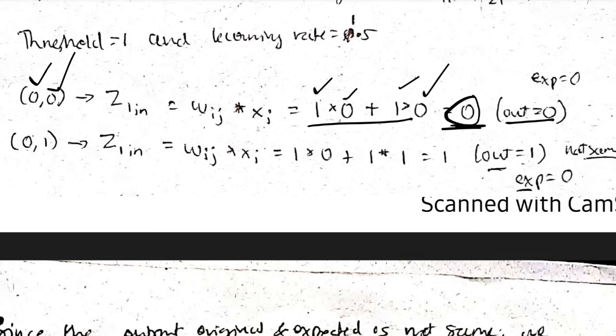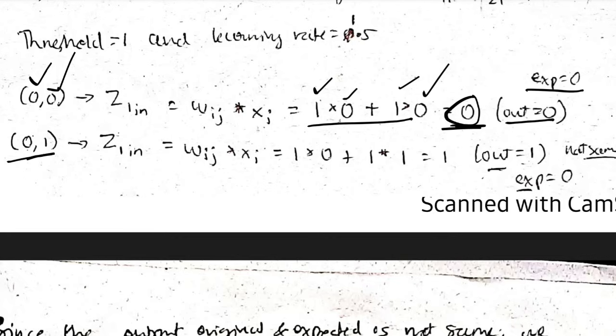I'll be multiplying both of these. This is the 0 0, x1 and x2 values 0 0, and the weights are also given, first weight and second weight 1 1. I'll multiply them both equally. I'll get an answer here. This answer is less than 1. So what should be my output? My output will be 0. What is my expected output? Expected output is also 0.